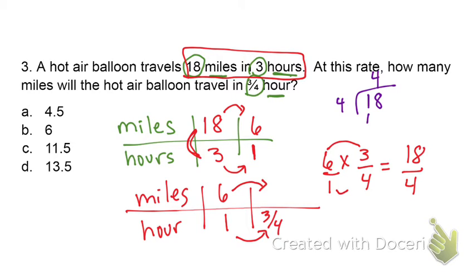4 times 4 is 16. And I get a 2. I bring it up, it's 2/4, which is 1/2. So it's 4 and 1/2, which is 4.5. Okay? Make for sure you have the work.